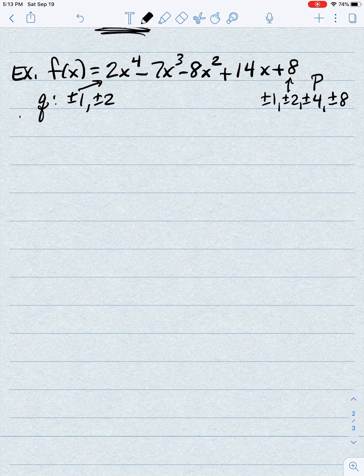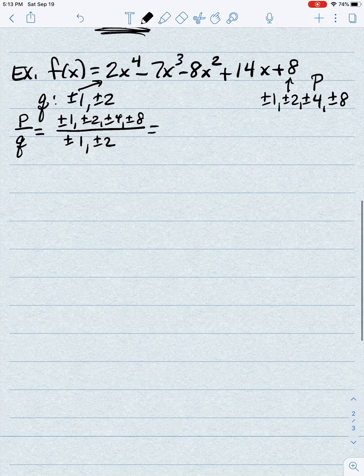All right, so in looking at all potential rational zeros, we're going to have plus or minus 1, 2, 4, 8, all over plus or minus 1, plus or minus 2, which when you simplify this out, you've got plus or minus 1, 2, 4, 8, and then everything else reduces: 1/2.